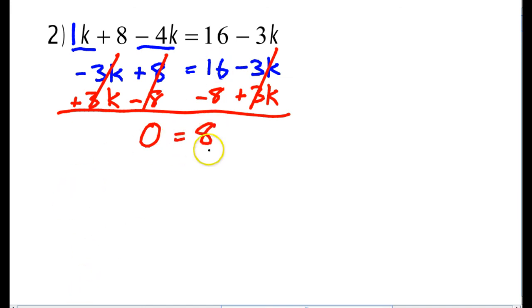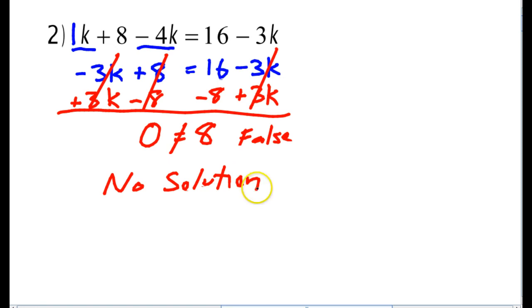So there's no solution or all reals. No solution, because it's false. And 0 does not equal 8. So yeah, final answer is no solution. Another way of writing no solution is the empty set. That means no solution or empty set.